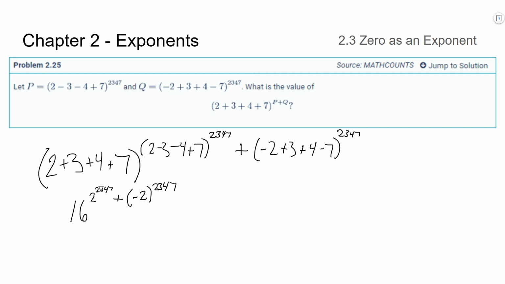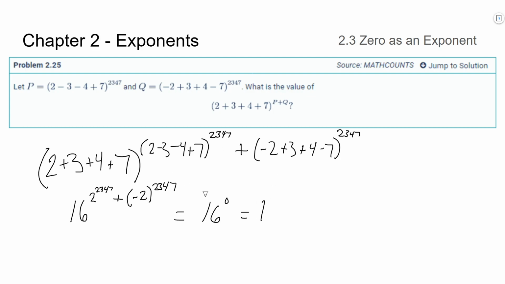Well, what's 2 to the something minus 2 to the something? Because remember, adding a negation is the same thing as subtraction. So 2 minus 2 is going to be 0. So that's going to be equal to 16 to the 0, which is going to equal 1.